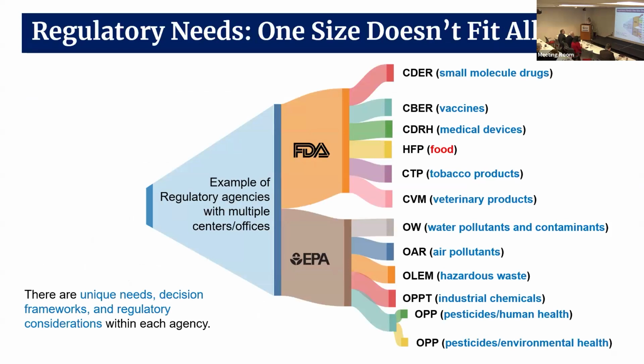Another challenge, and I want to bring this into context from a regulatory perspective as well, is that one size doesn't fit all. I'm just going to use EPA and FDA as examples here. EPA and FDA are made up of multiple different programs, offices, and centers, and they have unique needs, decision frameworks, and regulatory considerations. If you look to the far right, you'll see that there are multiple different types of products and chemistries that each of these program offices and centers deal with. As a result, you also have different exposure scenarios. So at the end of the day, it's unlikely that one particular NAM or approach is going to be sufficient to address all of these different types of needs, scenarios, and chemistries that we're dealing with from a regulatory standpoint.